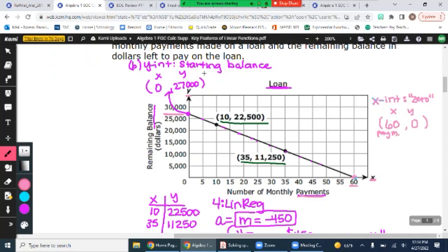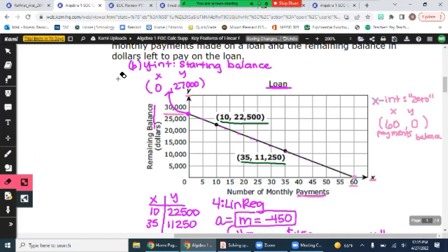I'm just going to put payments. And what is the 0 referring to? It's my Y value. My Y values all describe a what? Balance. It's at the very end, so it's not my starting balance, but it is a $0 balance. So I'm going to put balance. That was supposed to be an arrow, the weirdest looking arrow I've ever drawn. So I'm just going to put balance right there.